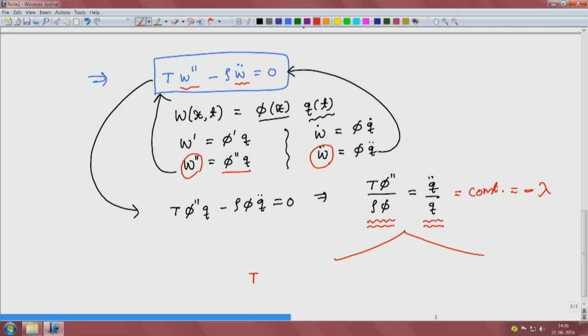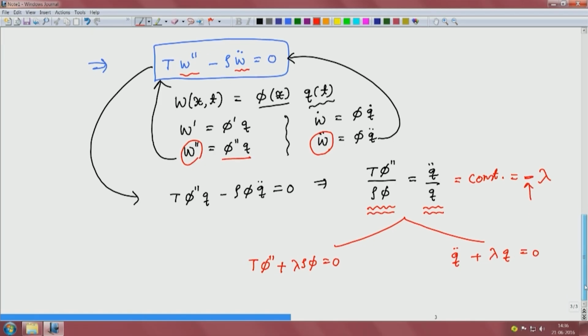One is T phi double prime, that is minus lambda rho phi, when it comes to the other side becomes T phi double prime plus lambda rho phi is equal to 0, and here q double dot plus lambda q equal to 0. Again notice the minus sign. We get two equations. This is all for space, this is for time, because in this separation of variables we assumed that this part depends on time, this part depends on space.